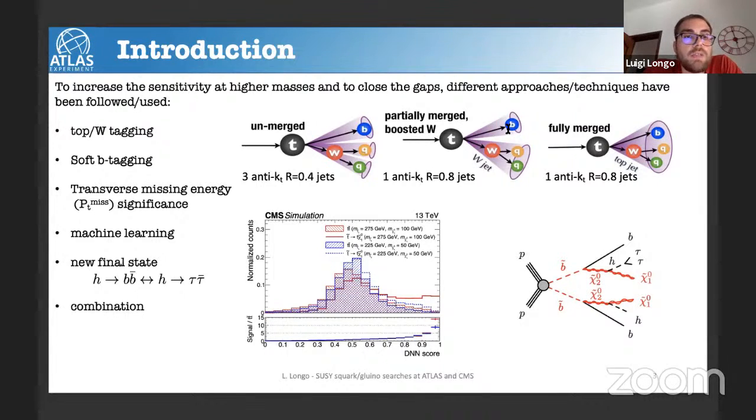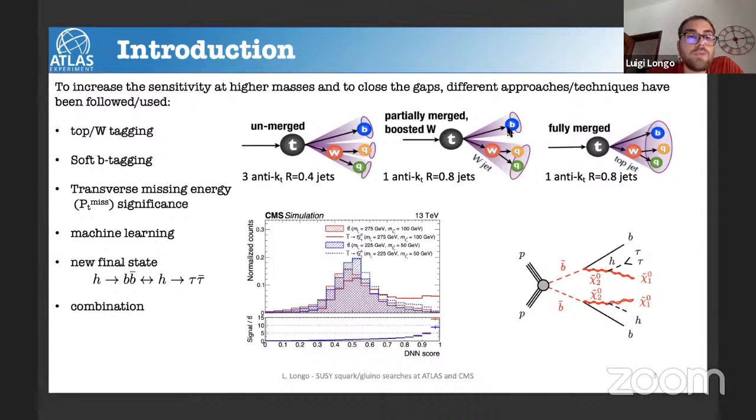There was also the soft b-tagging technique, which was able to reconstruct b jets coming from a b quark with a pT lower than 20 GeV. New variables like the transverse missing energy significance, a quantity that gives us the possibility to define a genuine missing energy coming from a weakly interacting particle. Machine learning techniques were also used to enhance the differences between the background and the signal.